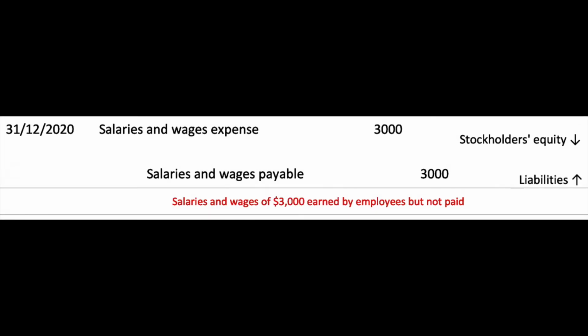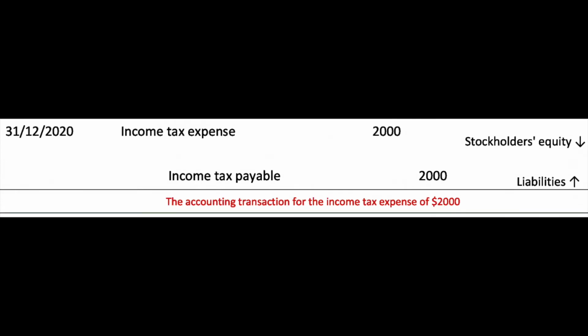The second adjusting transaction, salaries and wages of $3,000 earned by employees but not paid. The correct accounting entry would be a debit salaries and wages expenses for the amount to be paid, with a matching credit to salaries and wages payable. The third adjusting transaction, the accounting transaction for the income tax expense of $2,000. An accounting entry is made to debit income tax expense for $2,000 and credit income tax payable for $2,000.